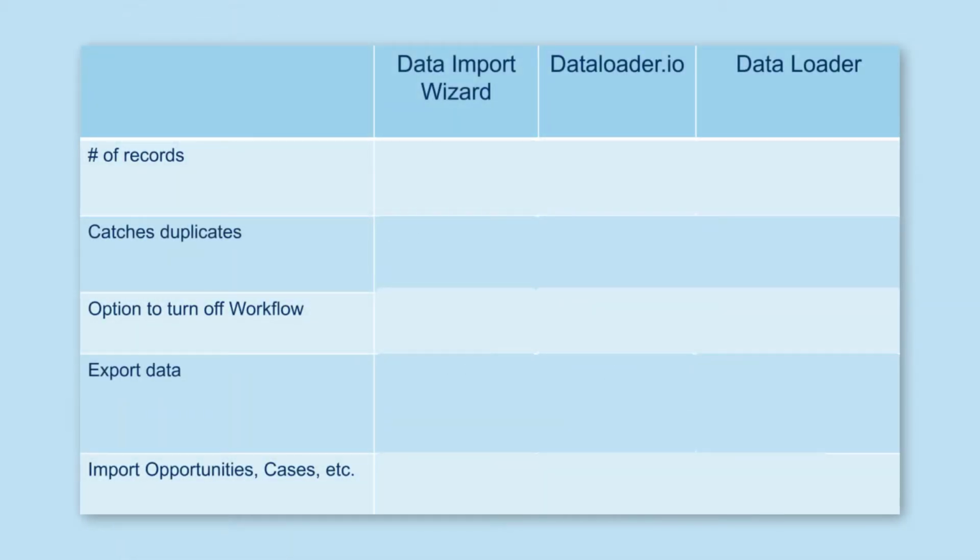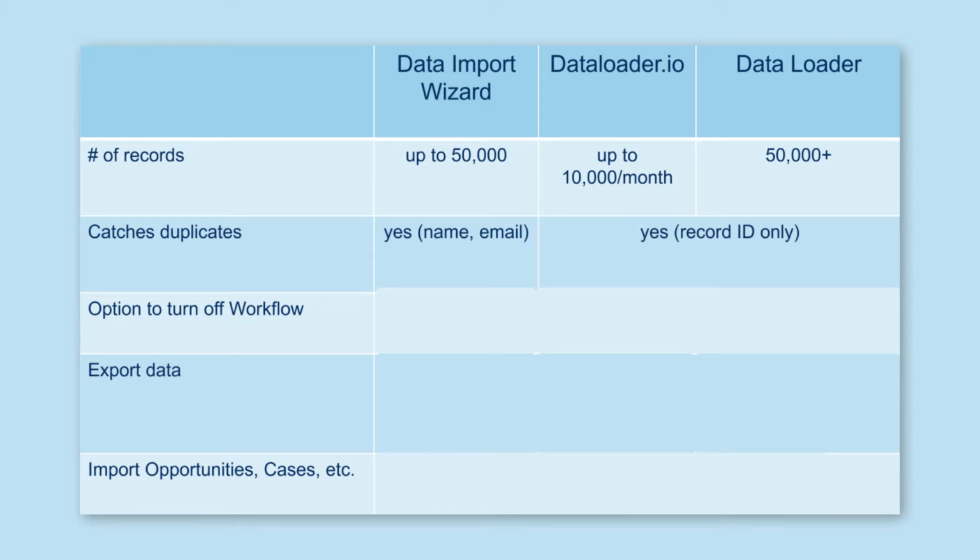Here's a quick chart comparing the tools. The Data Import Wizard can import anywhere from 500 to 50,000 records at a time, depending on the type of records being imported. This free version of Dataloader.io can import or export up to 10,000 records each month. If you've got more than 50,000 records, use Data Loader. Depending on what field you choose for matching, the Data Import Wizard can catch duplicates. Dataloader.io and the Data Loader match only on record ID and will not catch duplicates of names or emails.